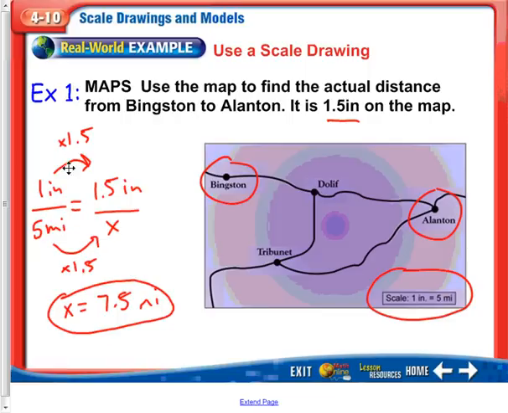So again, this is the work I'm expecting to see. You can either show this, so you're multiplying by 1.5 to both sides, or you can cross multiply. And in this case, it's not too bad at all, because you see it's just 1 times x, and that's x. And then all you're doing is 5 times 1.5. So you're doing the same thing, and you're just showing your work a slightly different way. Either way, though, 7.5 miles is your answer. You can show your work one of two ways.